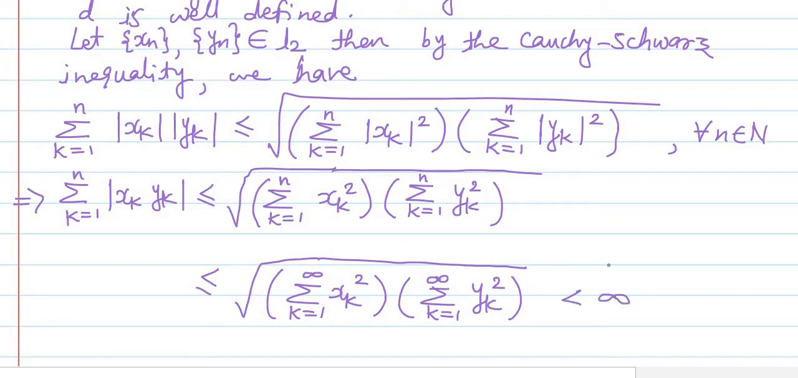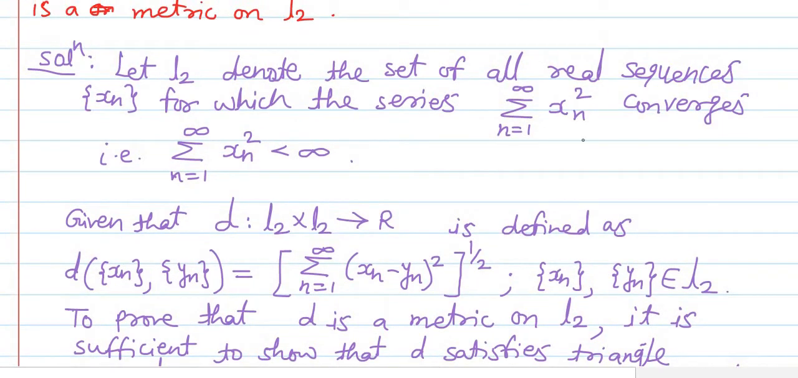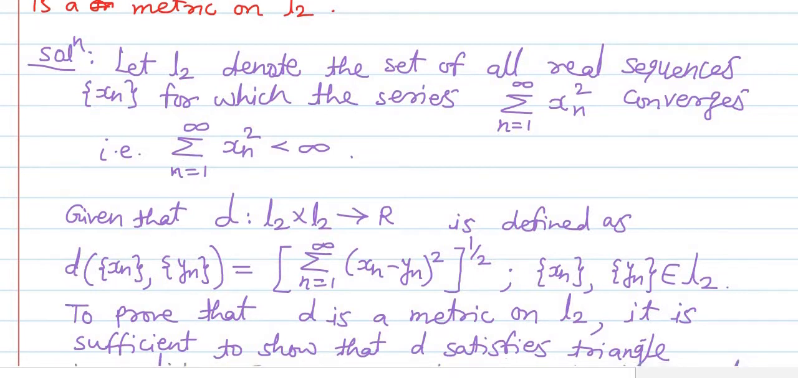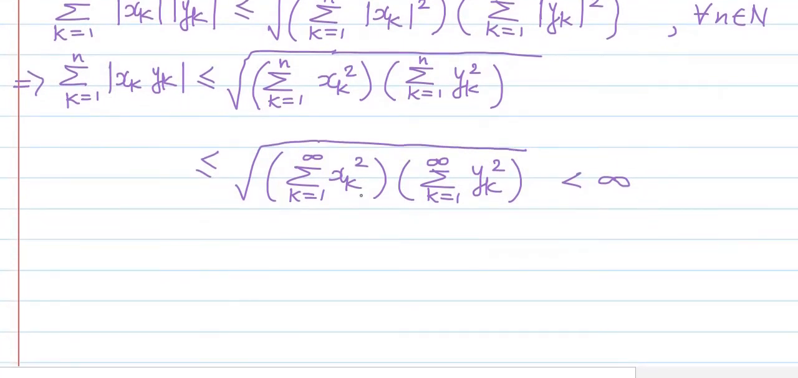Why is this less than infinity? Because as sequence xn and sequence yn belong to the set L2, therefore by the definition of L2 we have summation over n equal to 1 to infinity xn square less than infinity, and similarly summation over n equal to 1 to infinity yn square is less than infinity. So the product of two finite positive real numbers will be again a finite positive real number, and its positive square root is again finite.